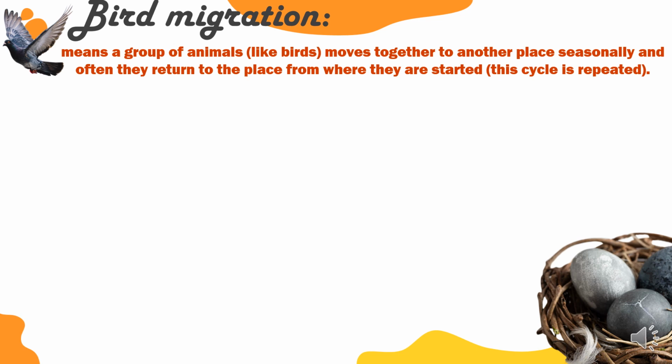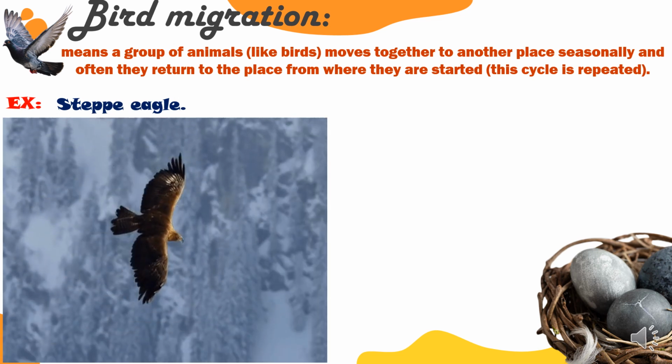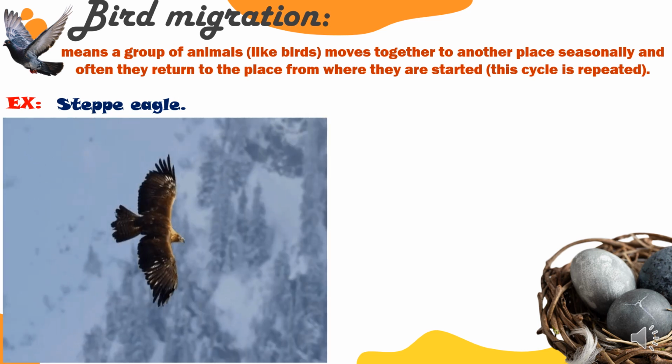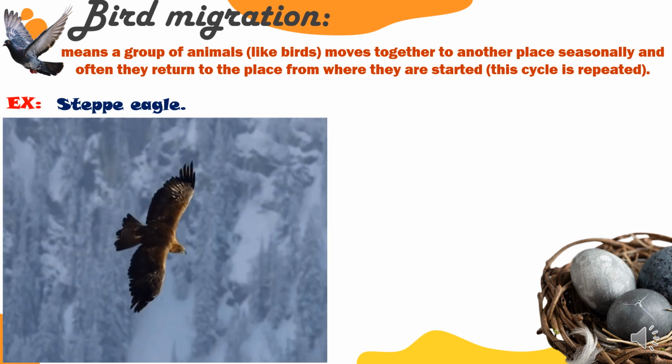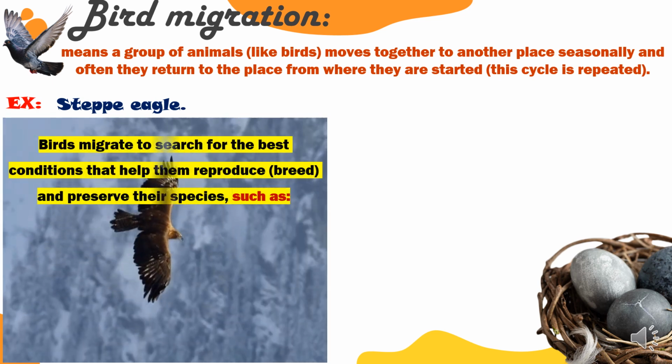Actually, what's meant by migration? It means that a group of animals like birds moves together to another place seasonally or every year, and often they return to the place from where they started. And this cycle is repeated. As we said before, the migration happens every year. So, we have many examples of bird migration, but the most famous one is like this one, steppe eagle.